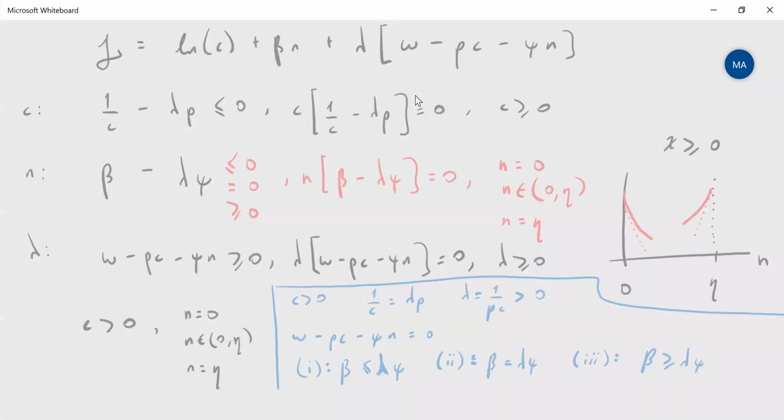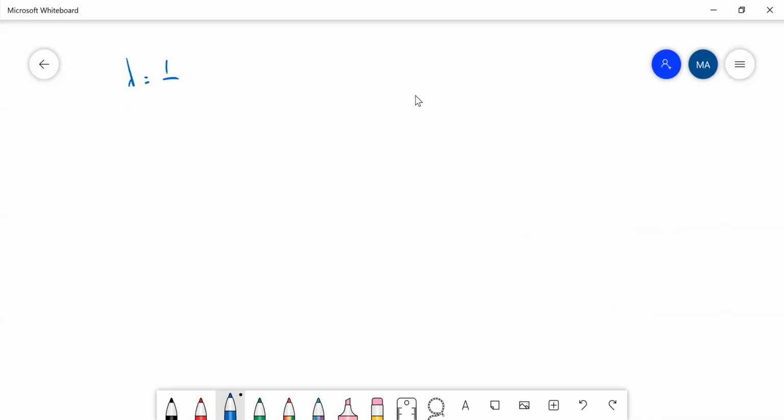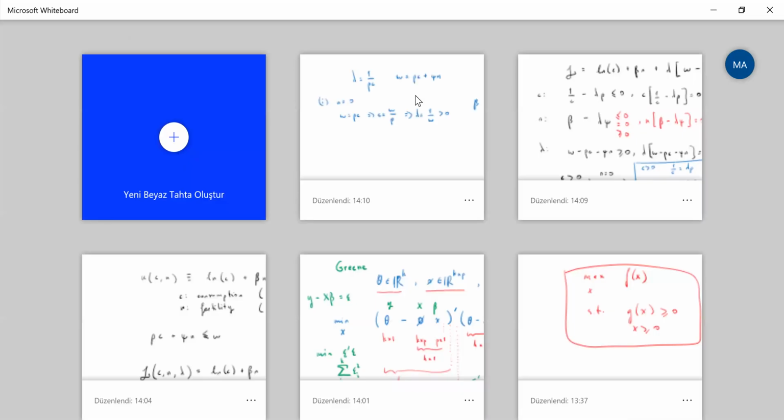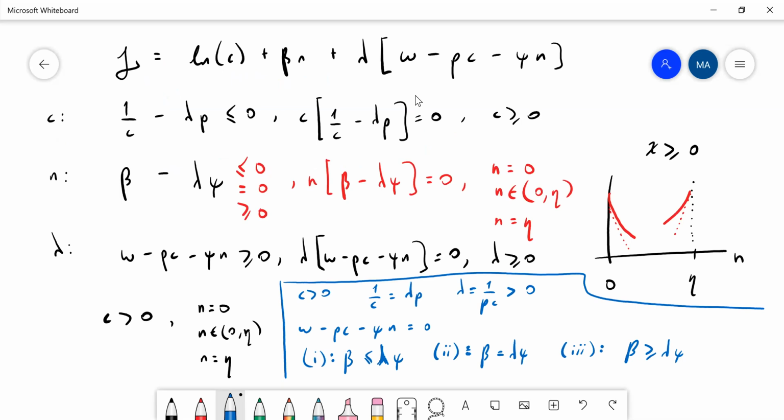Again, lambda is equal to 1 over PC. W is equal to PC plus psi n. Now in the first case, N is equal to 0. If N is equal to 0, I have W equals PC, right? So from this, C is equal to W over P, the real wage. If that's true, then lambda is equal to 1 over income, because PC is just W, and again this is greater than 0. Now, what was my constraint? My constraint told me that beta should be less than or equal to lambda W, right? Is that correct? Let me check. Sorry, lambda C. I'm sorry.